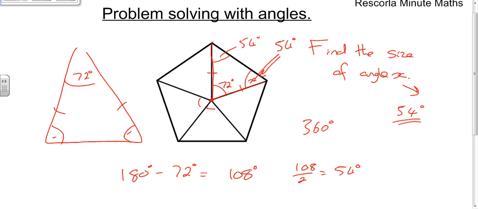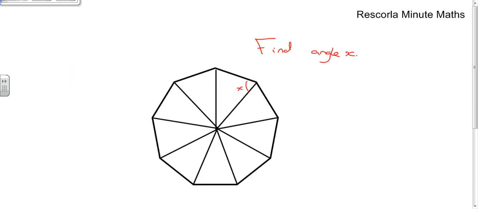And what I want you to do is have a go at this question yourself. So this here is a nonagon, it's a 9-sided shape. So if you pause the video, have a go at that.